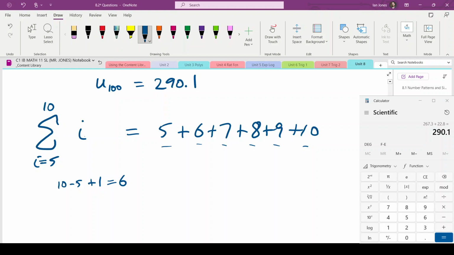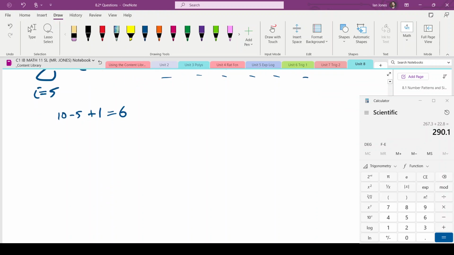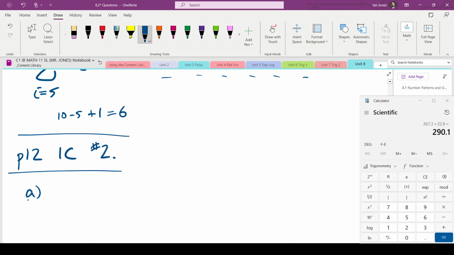Okay. So now I want to do some questions where we have series. We have sums, basically, and we want to put them into sigma notation. So all of these questions are coming from page 12 in the textbook, exercise 1C, number 2. Okay. So I'm going to start with A. A is 4 plus 16 plus 64 plus 256 plus ... Okay, going on infinitely. Summation notation.